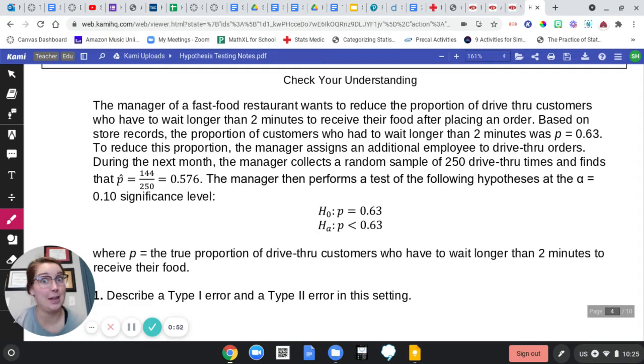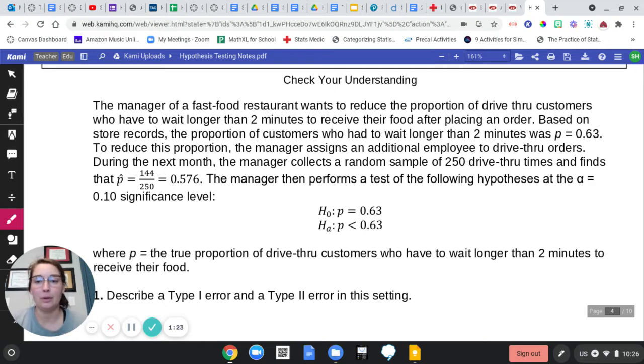So I think we've seen that at a famous chicken place where they have extra people. During the next month, the manager collects a random sample of 250 drive-through times, and he finds, yay, p hat, his sample proportion, is 0.576. So it seems like we reduced that wait time based on that sample, but we want to know, was it really effective or not, or could this have just happened by chance?